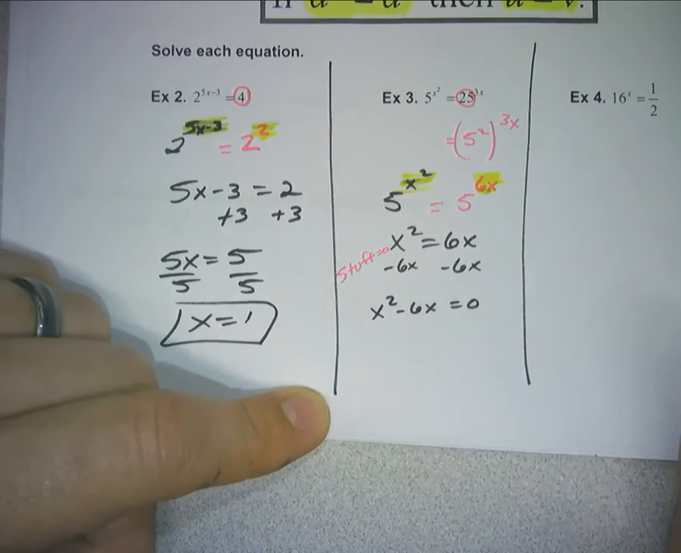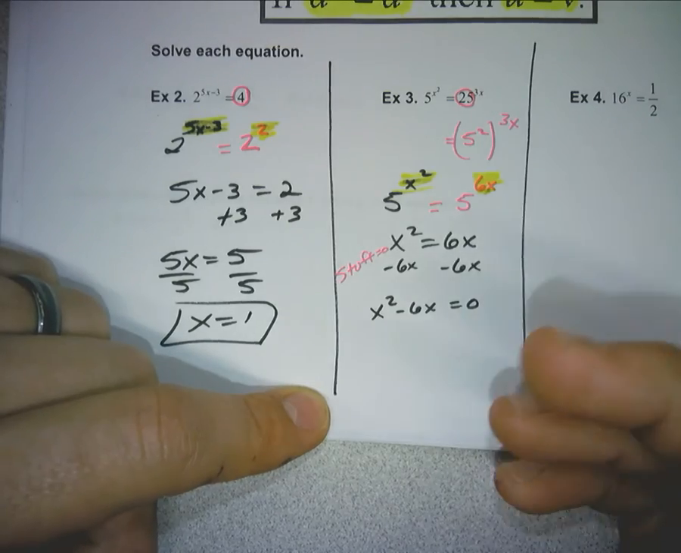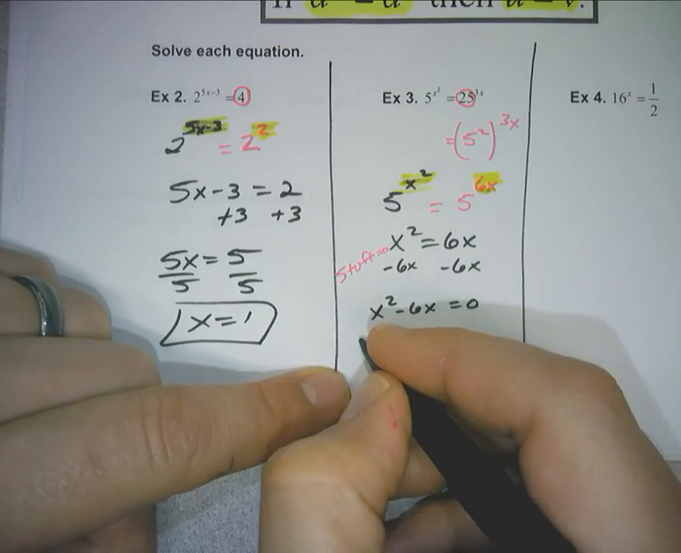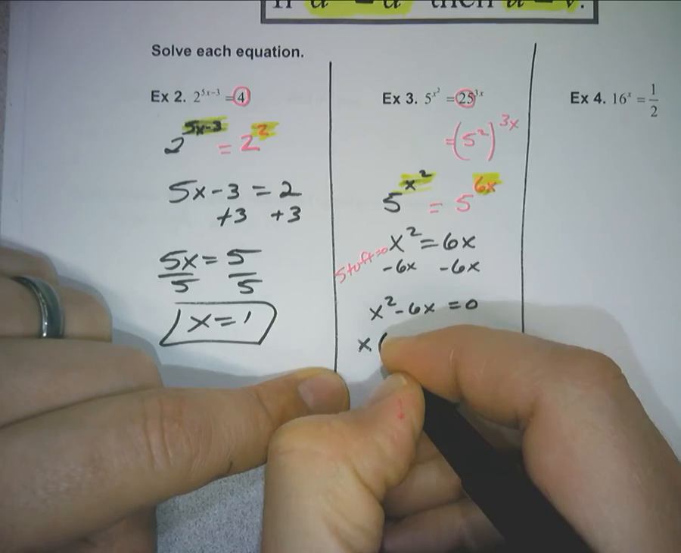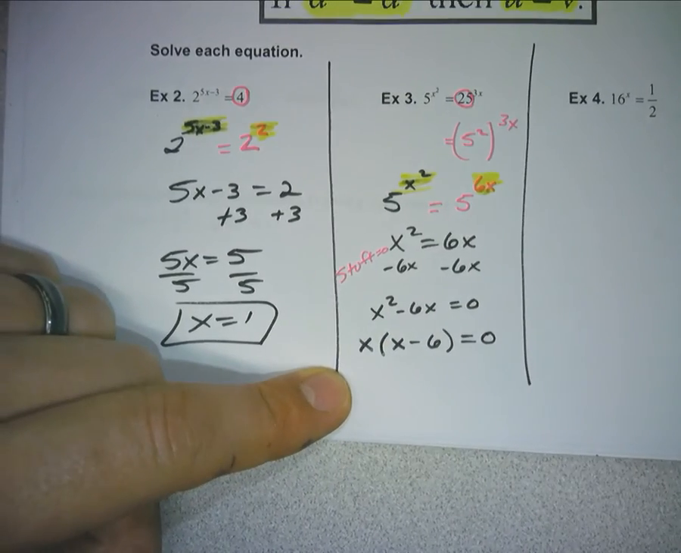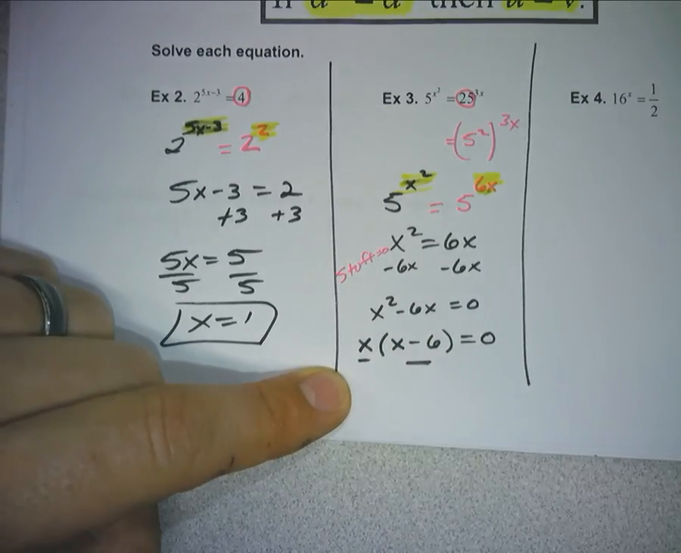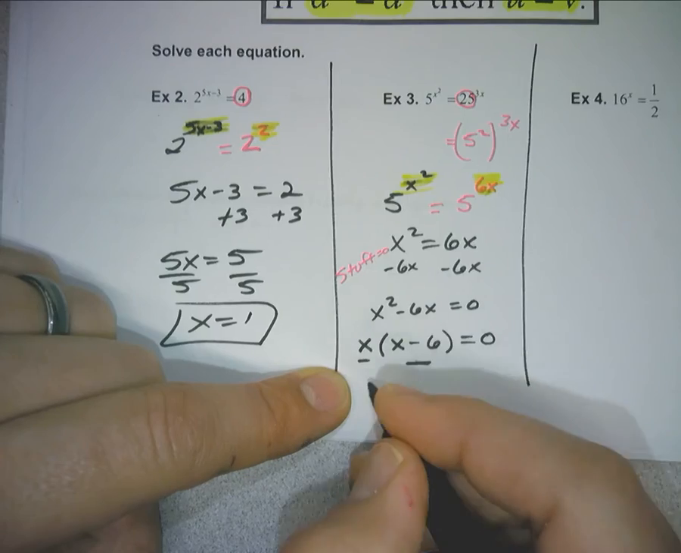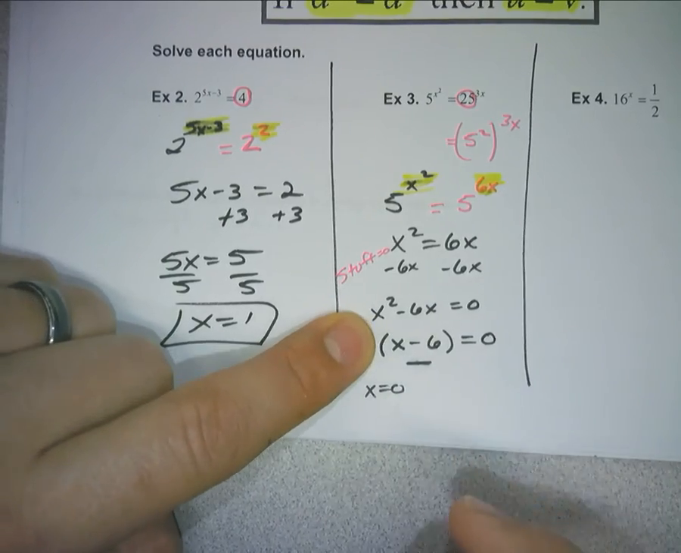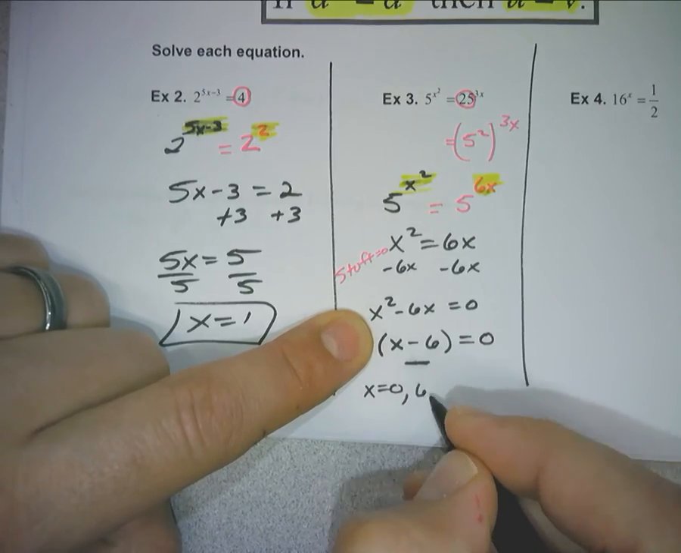So that's your options. If you really wanted to, you could complete the square, but nobody wants to do that. So let's just factor this thing. It'd be easy. Take an x out. That leaves me with x minus 6 equals 0, and then set each one of these equal to 0. So take x and set it equal to 0, we get 0. And then take x minus 6 equal to 0, we'd add it over, we would get positive 6.